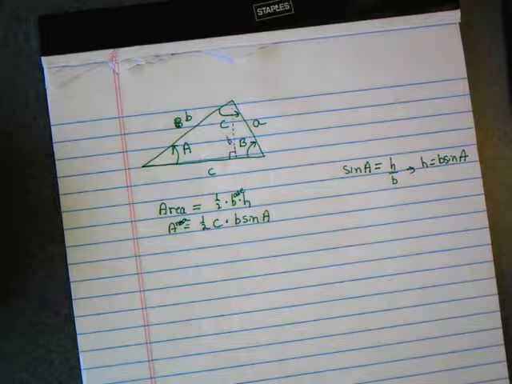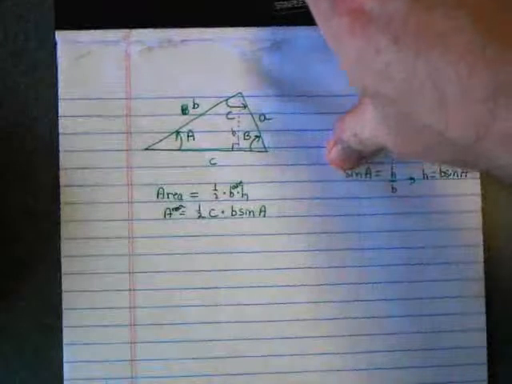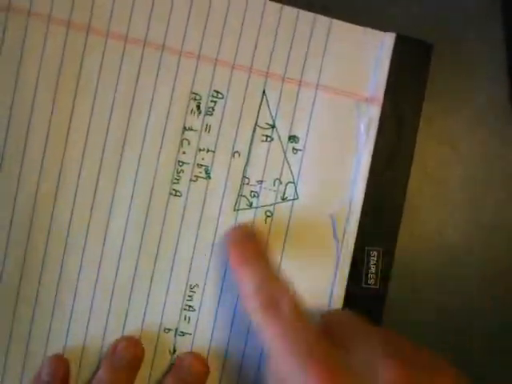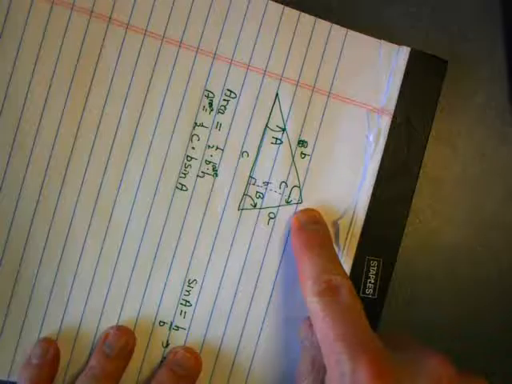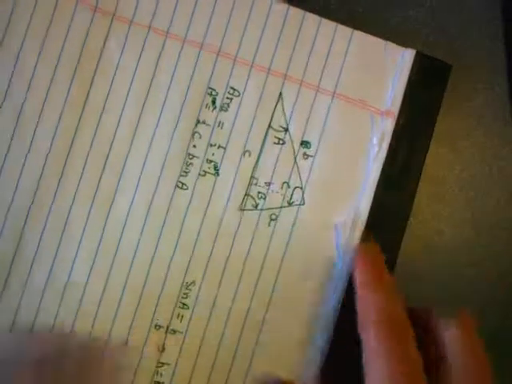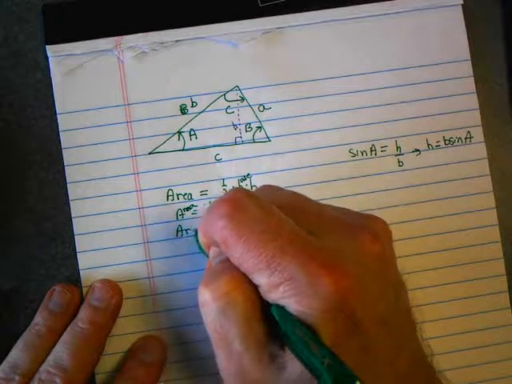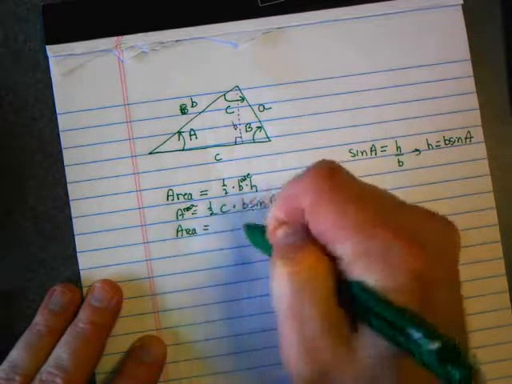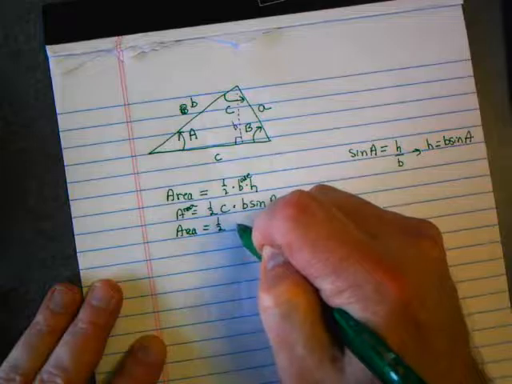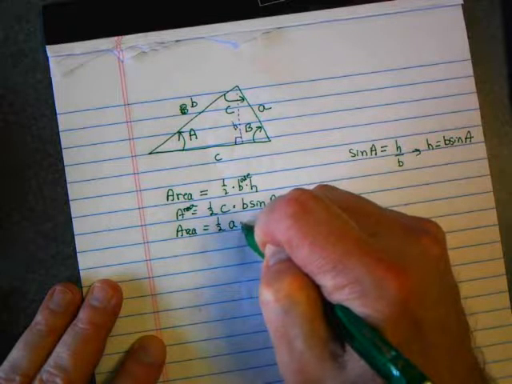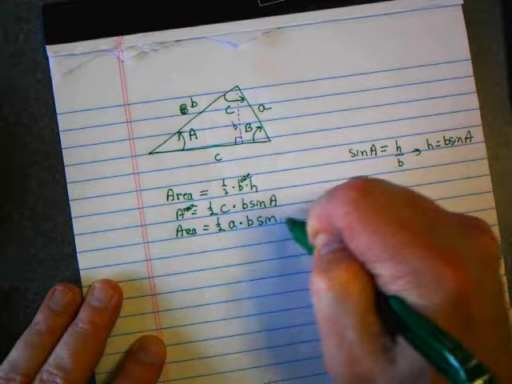Now, I could do the same thing. I could rotate this triangle to make it so that A is the base and do the exact same thing. And I would get, if I did that, area is 1/2 A times B times sine C.